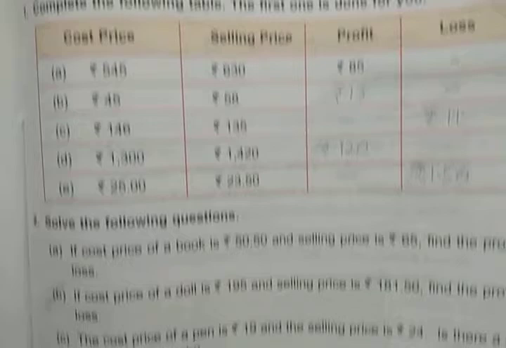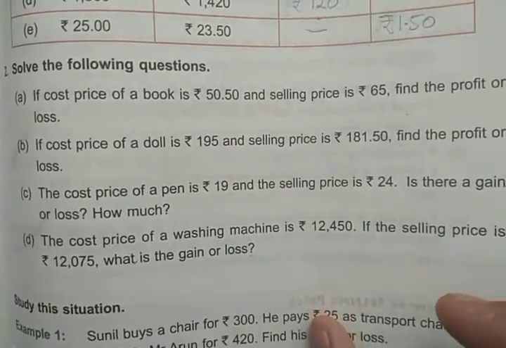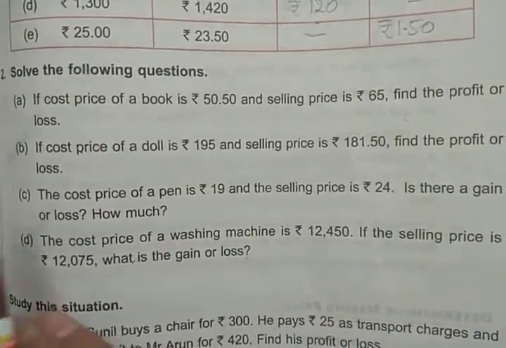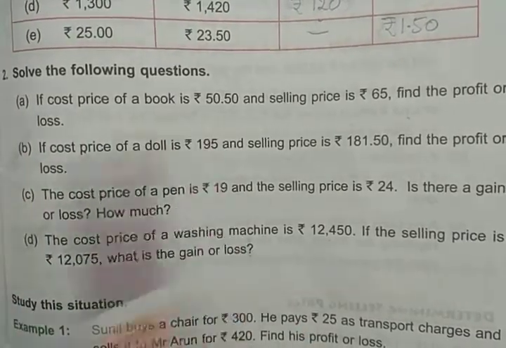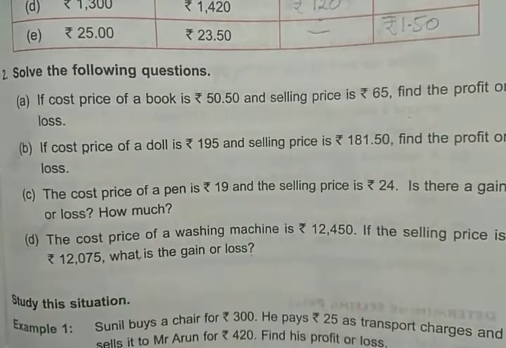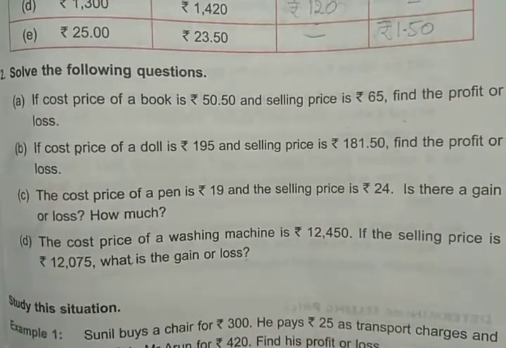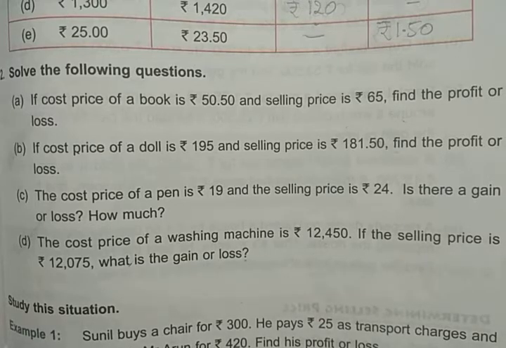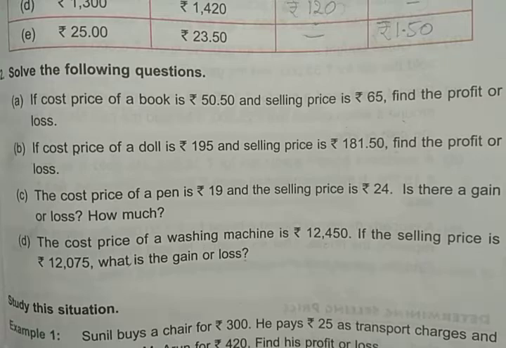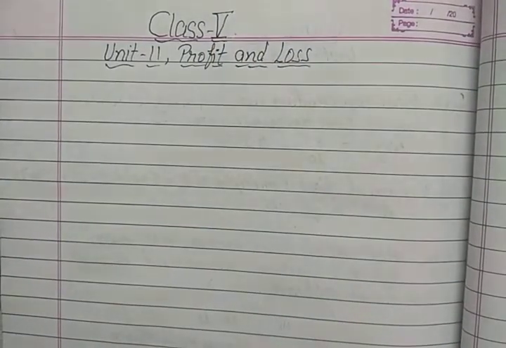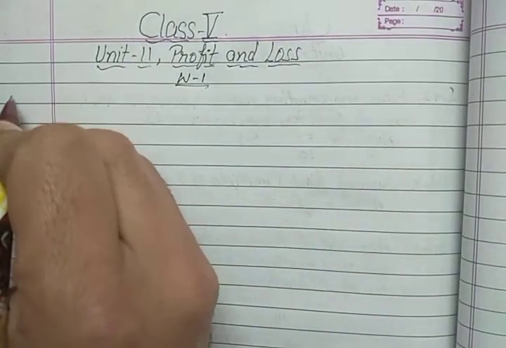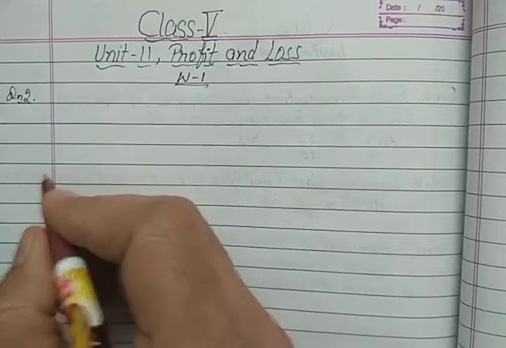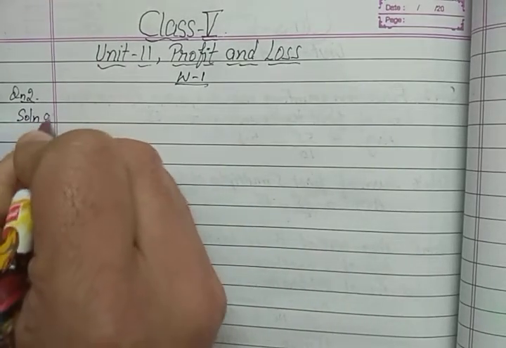Now today we will start with question number 2, that is, solve the following questions. The first, A part, is: if the cost price of a book is 50 rupees 50 paise and the selling price is rupees 65, find the profit or loss. So here the cost price and the selling price of a book are given and we have to find out the profit or loss. So let us do this first part. Worksheet number 1, question number 2, A part, solution.